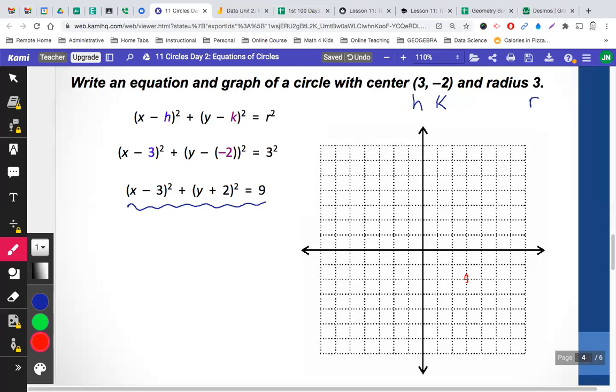Now, when I sketch a circle freehand, I like to get my 4 points. Straight up, straight down, straight right, straight left. That way, I don't draw circles, but at least I'll have 4 points that are right. Radius of 3. 1, 2, 3. All right. And from there, do the best you can. Just sketch it.